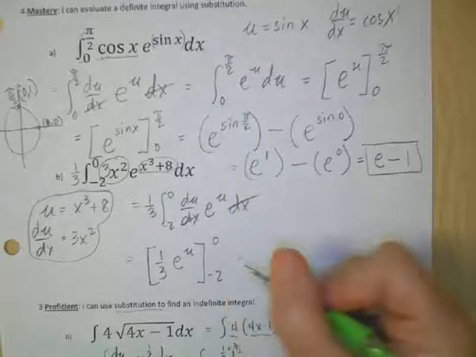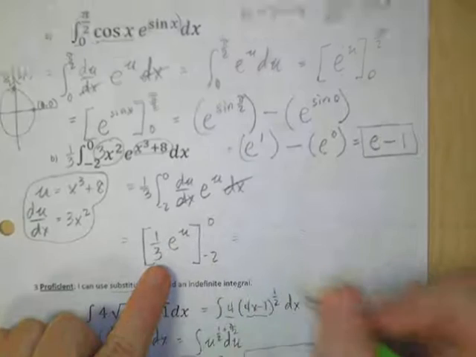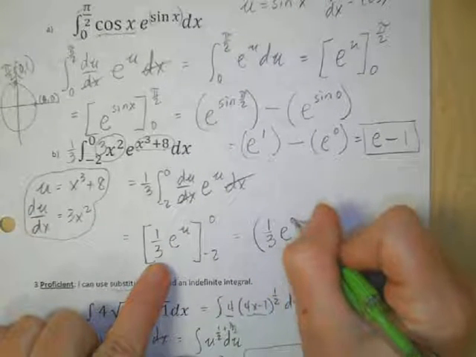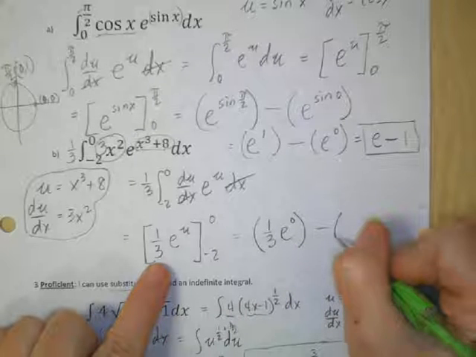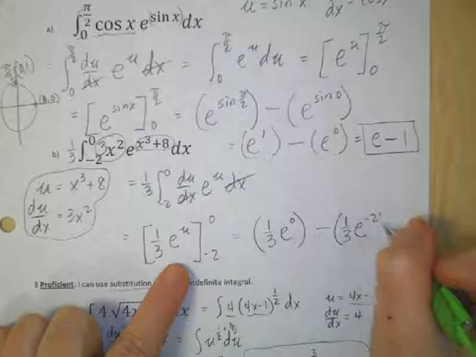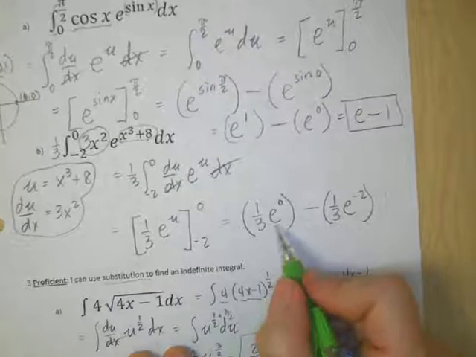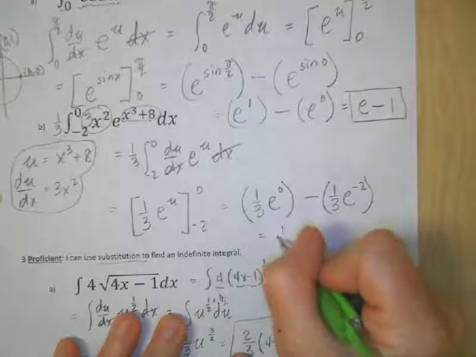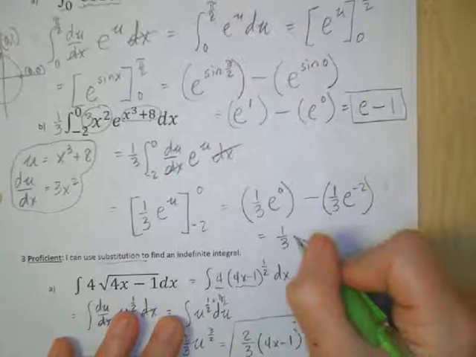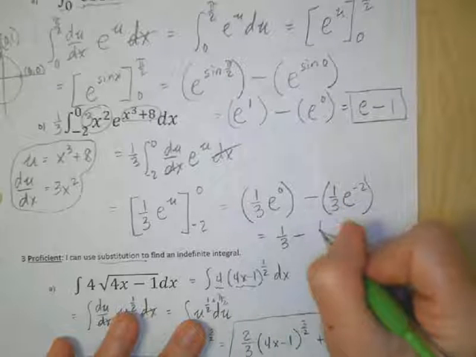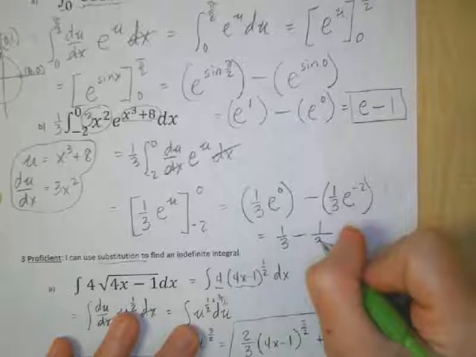So I'm going to start with the 0. So my first one is going to be 1/3 times e to the 0 minus 1/3 times e to the -2. And if I simplify that, e to the 0 is just 1, so 1 times 1/3 is 1/3. And over here, e to the -2 is e squared in the denominator, so this would be 1 over 3e squared.